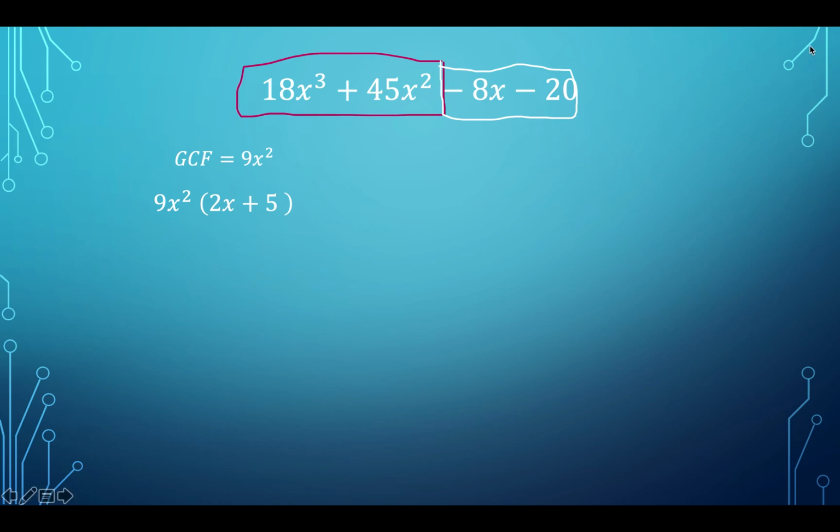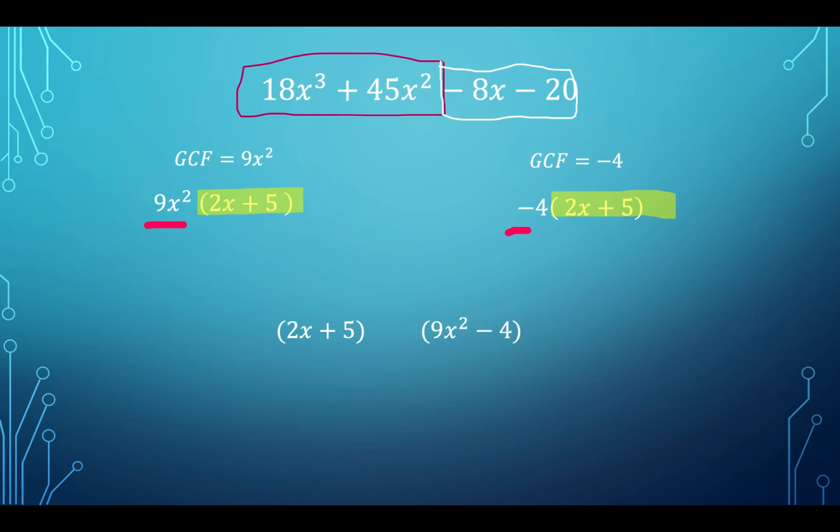Now remember, when you have two negatives, your greatest common factor will be negative. So our greatest common factor between these two is a -4, and our factored form becomes -4 times 2x plus 5. What do we have here? We have 2x plus 5, and we have a 2x plus 5. We have our twin, so we rewrite that once at the bottom, 2x plus 5, and then we have 9x squared and a -4. We group those together, so our answer now is 2x plus 5 times 9x squared minus 4.